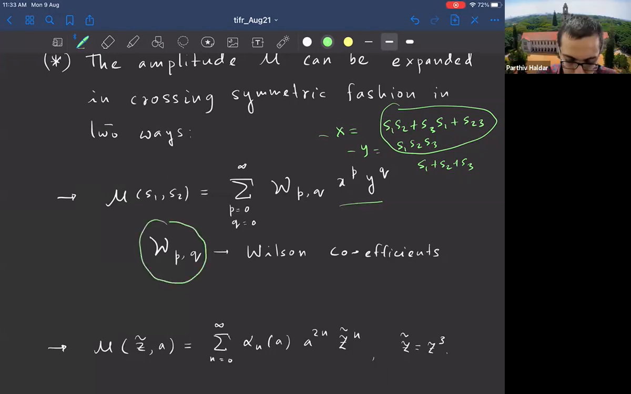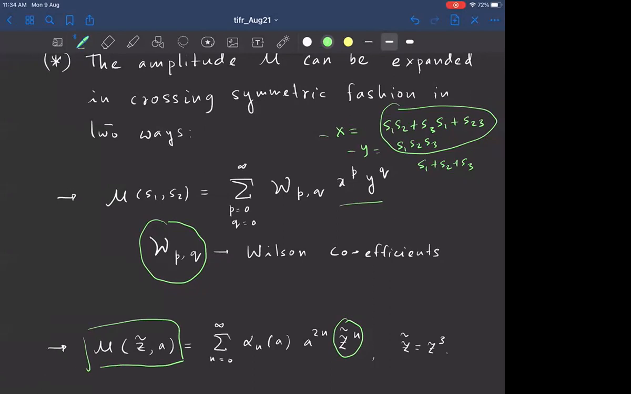So the script W sub P and Q's are the Wilson coefficients essentially. They are the coefficients that appear in the low energy expansion of the amplitude. Now this amplitude can also be expanded in the crossing symmetric variable z tilde, which is basically z cube, because it turns out that z cube was the fully crossing symmetric variable. So it should be a function of z cube, and of course as a function of a. It's in this form that the mathematical story of univalence will enter.